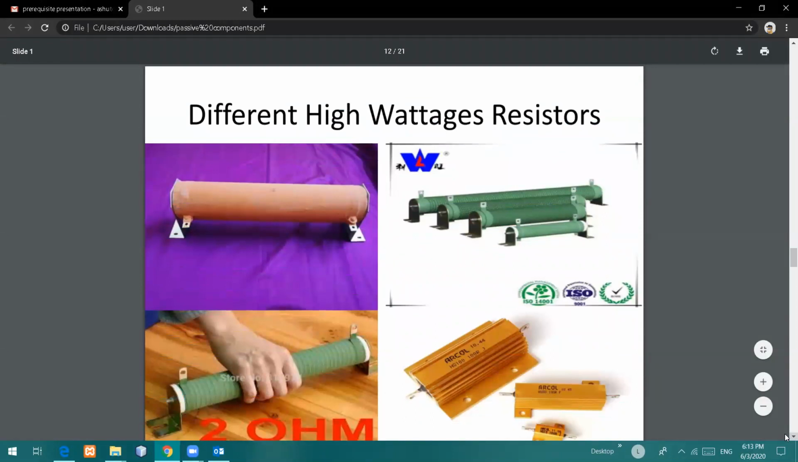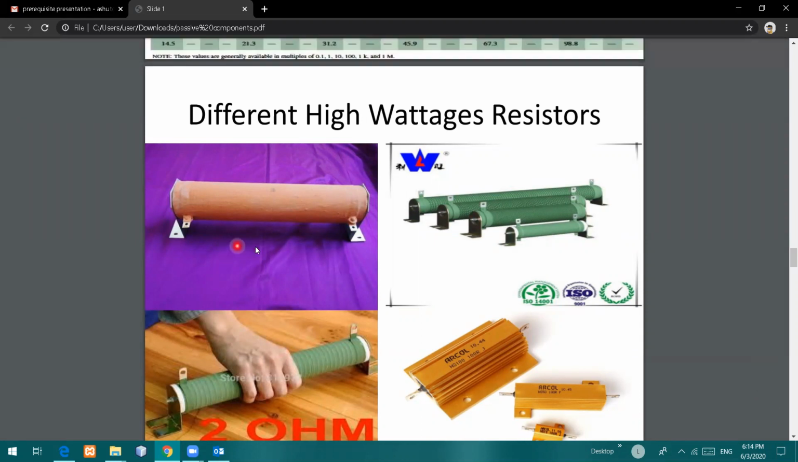Now next is actual photographs of high wattage resistors. You see these are the actual photographs of high wattage resistors. Now this is a resistor, but its wattage is around 500 watt or 50 watt, because these are the resistors which are used in power electronics and electrical engineering. The function is again the same. What is the function of the resistor? The function of the resistor is to oppose the flow of current.